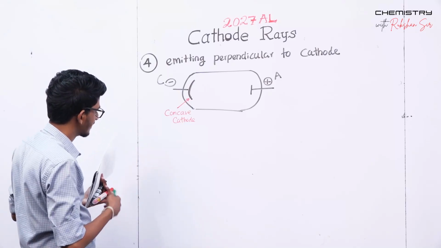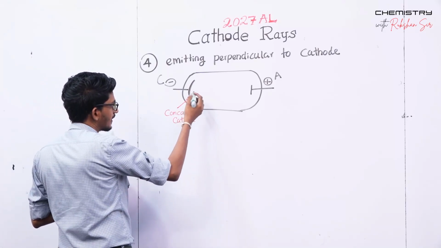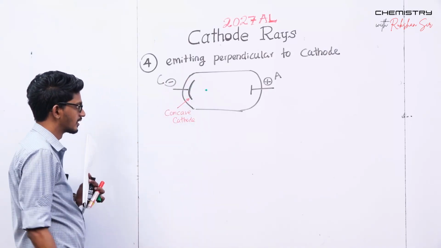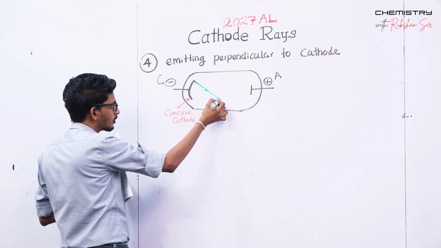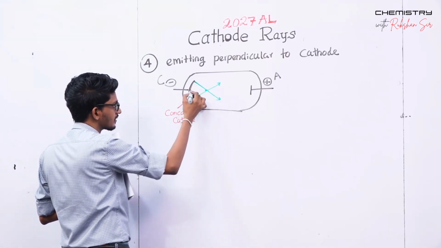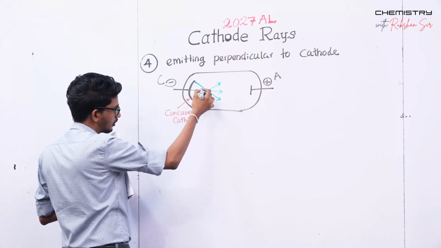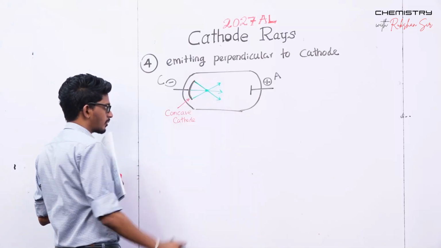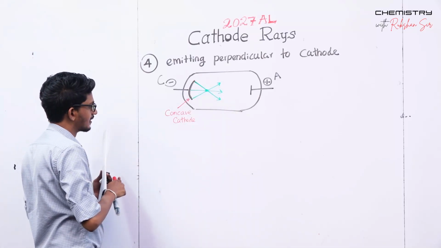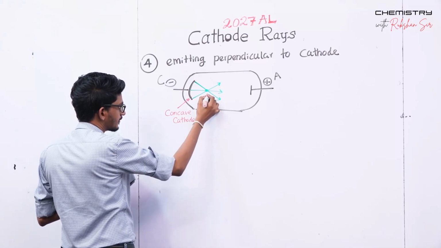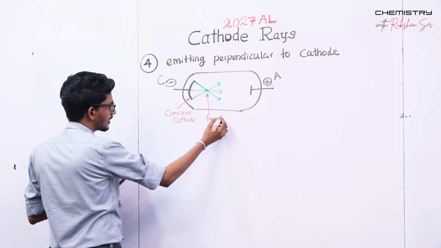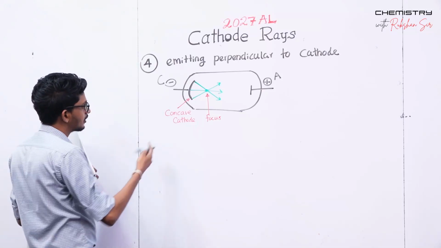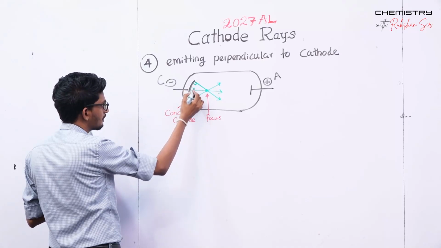If you construct this kind of setup, you would observe that there is a point which is actually the focus of this concave cathode. All the cathode rays are traveling through that single point. Actually, that is the focus of the concave cathode. This proves that the cathode rays emit perpendicular to the cathode.